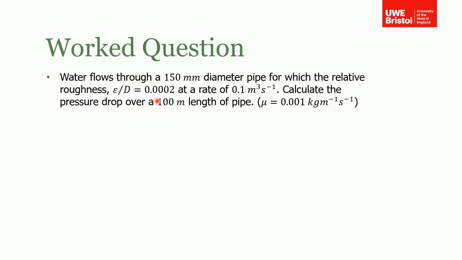So just to remind you, because we know the diameter and the flow rate, and we're trying to find the pressure drop, this is a type 1 problem, and we need to find the pressure drop over the 100-meter length, and we're also given the fluid properties of viscosity of water.